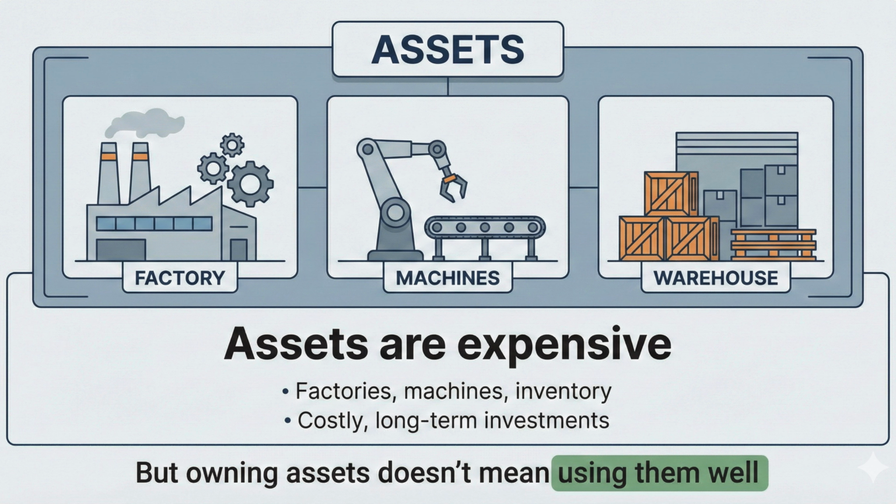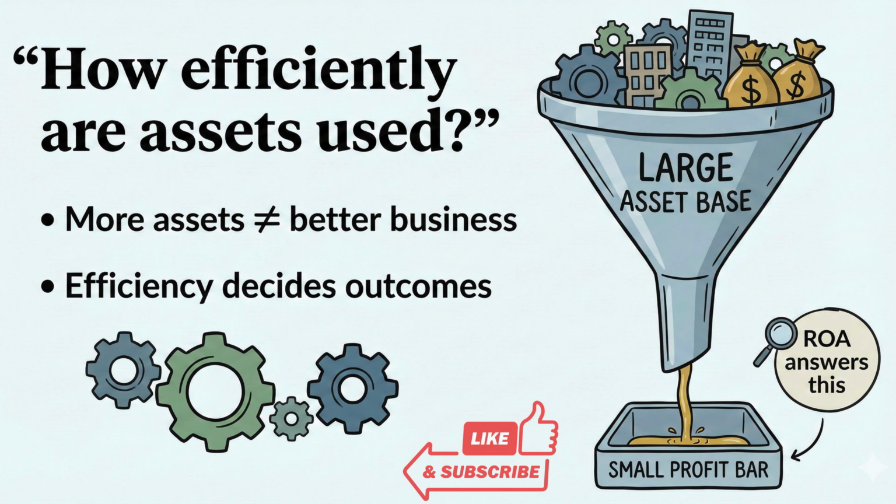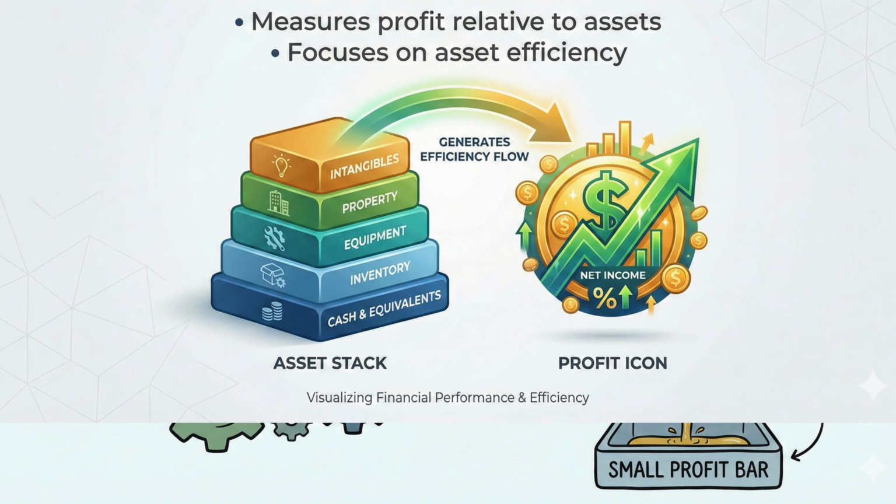Some businesses need huge factories. Others run with almost no physical assets. So the real question is, how efficiently is a company using its assets to generate profit? That's what ROA tells you.